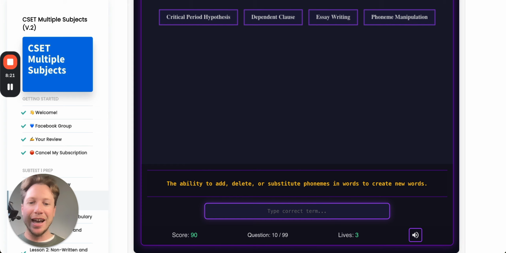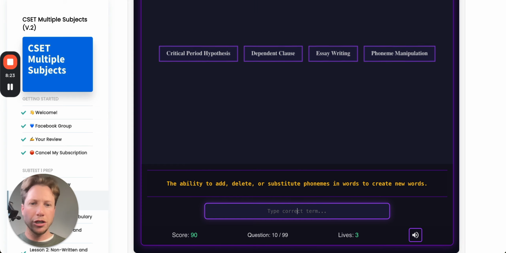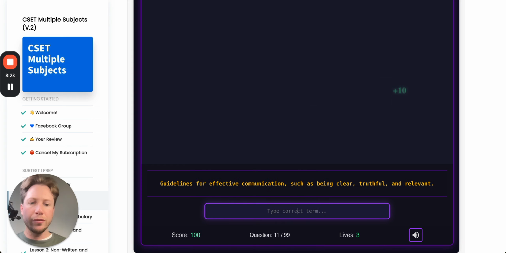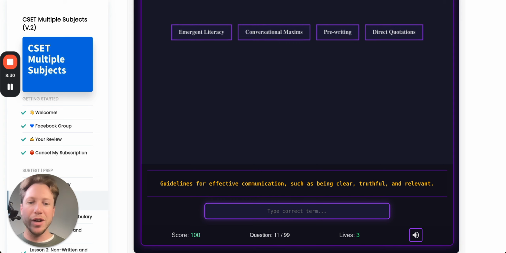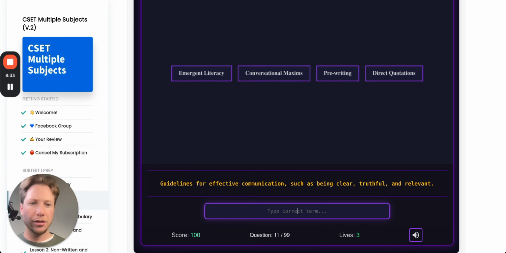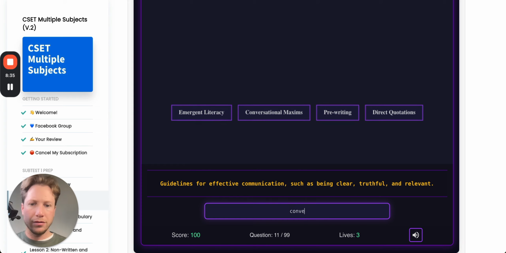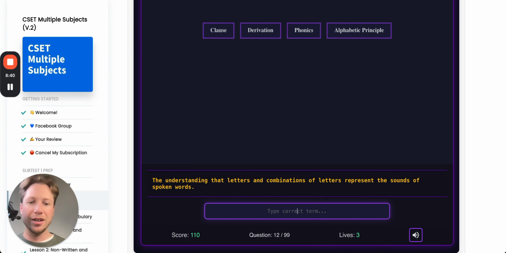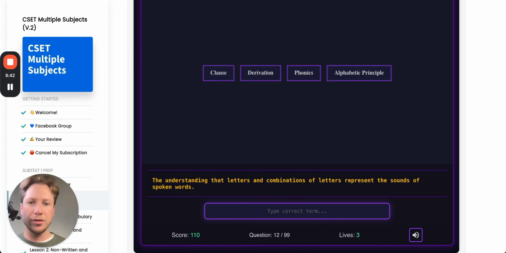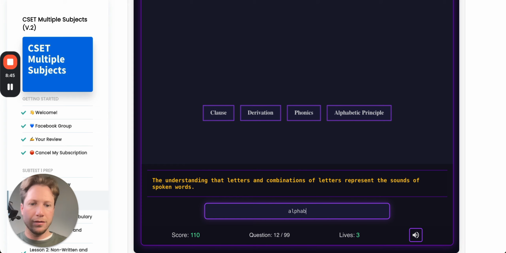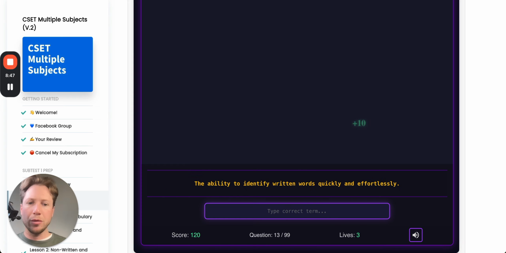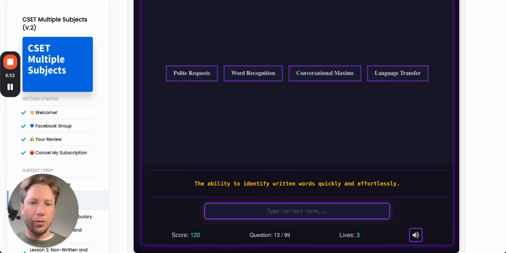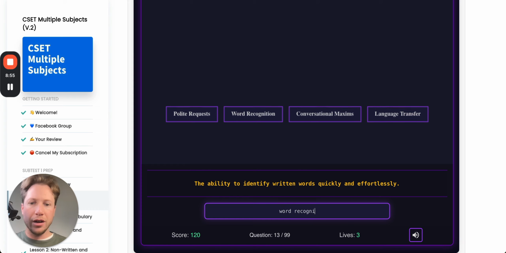The ability to add, delete, substitute phonemes. Phoneme manipulation. Hopefully my spelling's good. Good. Guidelines for effective communication. Uh-oh. Nice, that was. Okay. The understanding that letters and combinations of letters represent sounds. Alphabetic principle? It was. Good. Okay. The ability to identify written words quickly and effortlessly. That would be word recognition.